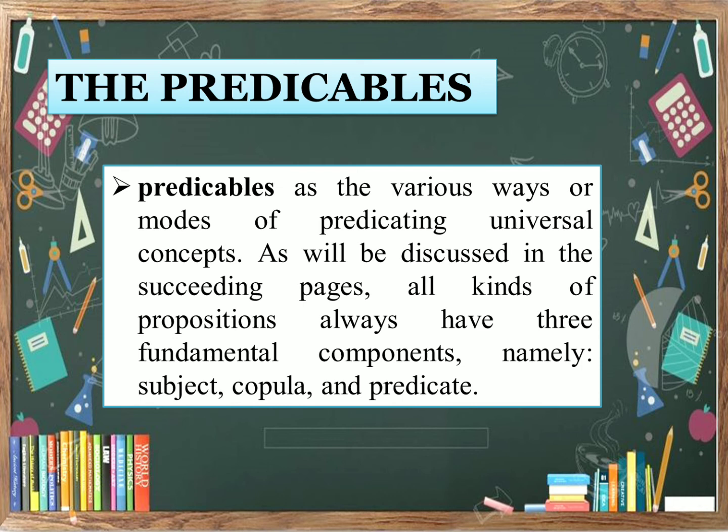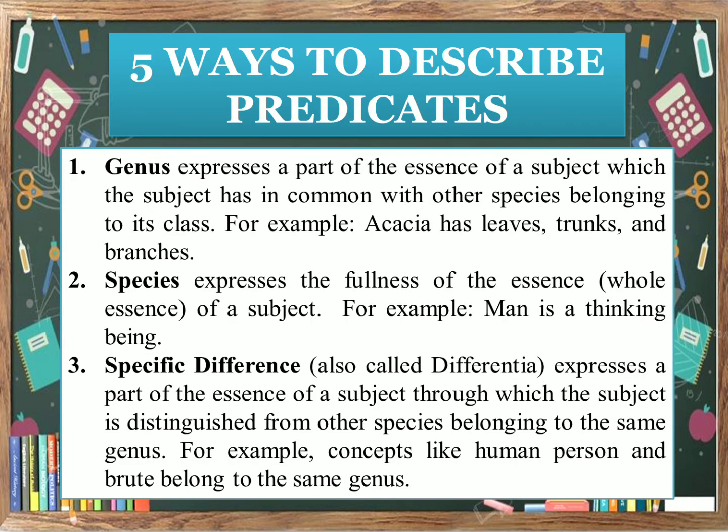The predicables. Logicians define predicables as the various ways or modes of predicating universal concepts, as will be discussed in the succeeding pages. All kinds of propositions always have three fundamental components, namely subject, copula, and predicate. The founder of classical logic, Aristotle, made it clear that there are only 5 ways to describe predicates.